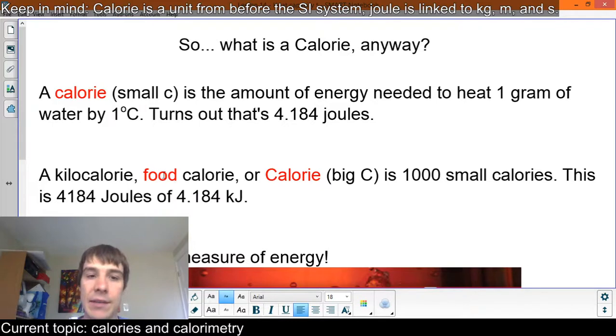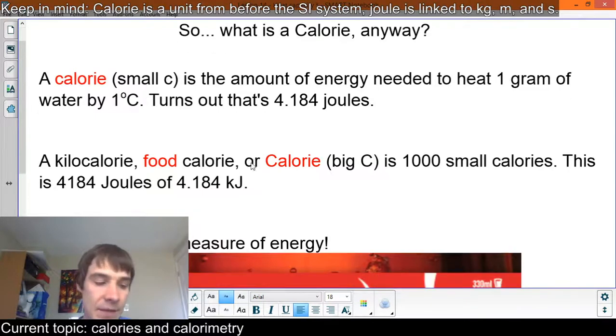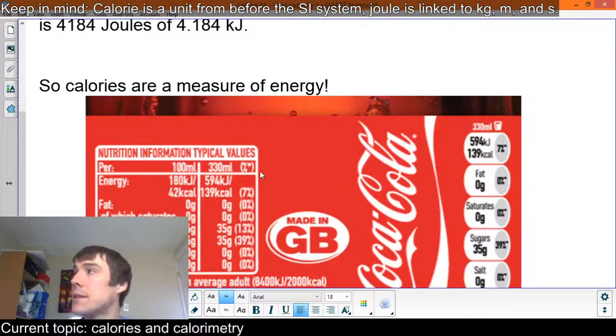A kilocalorie, kilo like kilometer is 1,000 meters, it's 1,000 calories. Or sometimes written big C Calorie. This is 4,184 joules because it's 1,000 times bigger than this number. Or 4.184 kilojoules. So this is a measure of energy. So with a kilocalorie, you could heat 1,000 grams of water by 1 degree Celsius. Or you could heat 500 grams of water by 2 degrees Celsius, or 250 grams of water by 4 degrees Celsius, and so on. Any kind of combination that multiplies to 1,000. It's a measure of energy.